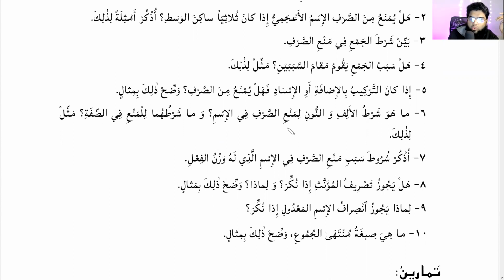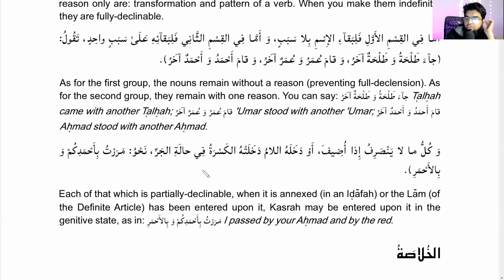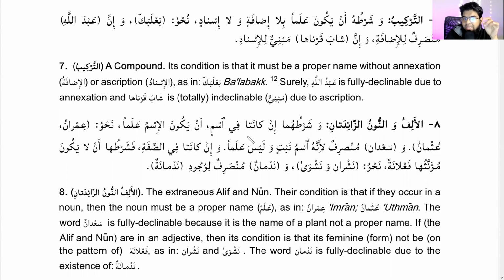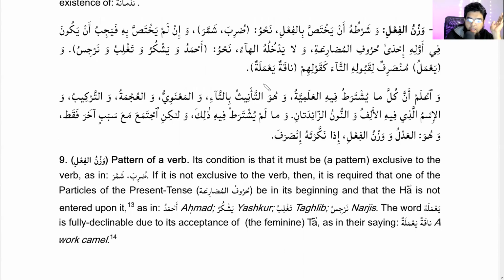ما هو شرط ألف النون للمنع من الصرف في الاسم وما شرطهما للمنع من الصرف في الصفة؟ مثل ذلك. So next is talking about ألف النون زائدتان. So he gives some conditions. ألف النون زائدتان. وشرطهما إن كانتا في الاسم أن يكون الاسم علما. It should be a name, obviously. Imran and so on. And it should not be a plant name like Sa'dan. And if it's sifa, وشرطها أن لا يكون مؤنثها فعلانة. The feminine should not be فعلانة.